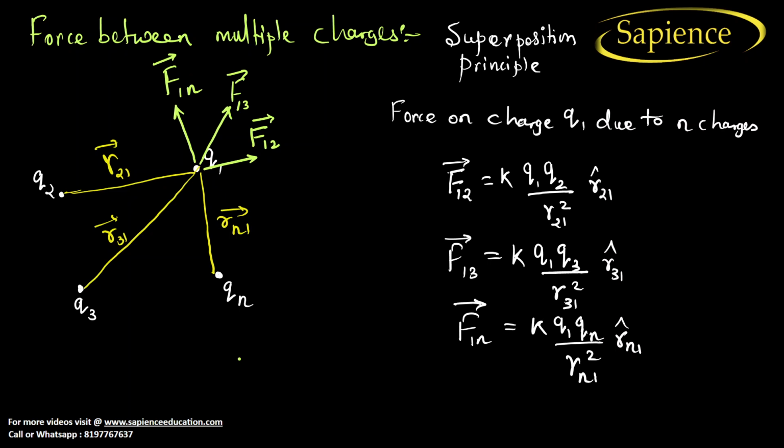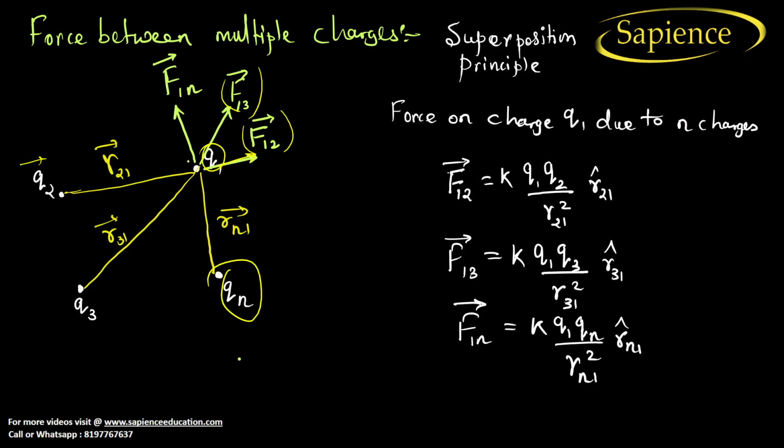Now we will also discuss the force between multiple charges. We have discussed the force between two charges, but in practice most things happen with multiple charges. See here, there are lots of charges: q1, q2, q3, up to n charges. I want to know the force applied on charge q1. First, due to q2, the force acts in this direction, this will be F12. The force due to q3 will be in this direction.